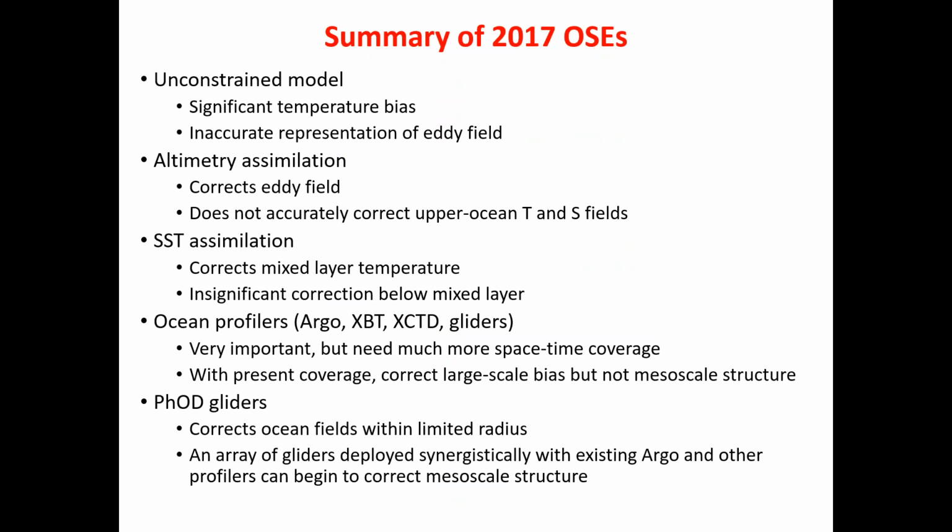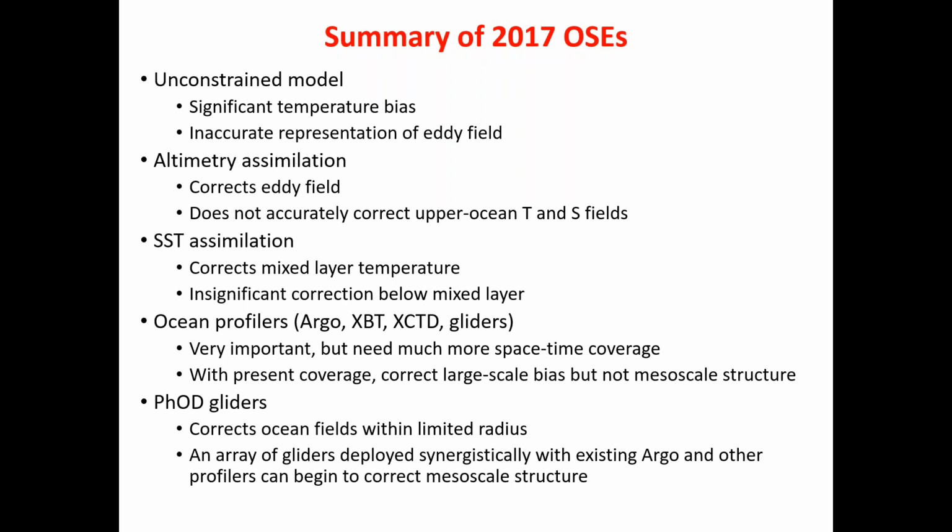So the summary of the 2017 OSEs: the unconstrained model has a significant temperature bias and an inaccurate representation of the eddy field. Altimetry corrects the eddy field, but doesn't adequately correct the upper ocean temperature and salinity, especially in the upper 100 meters. SST assimilation corrects mixed layer temperature, but with insignificant correction below, so you don't get the full picture from SST. Ocean profilers are very important, but in general we need more space-time coverage from profilers, which, by deploying more gliders, we can begin to fill in.